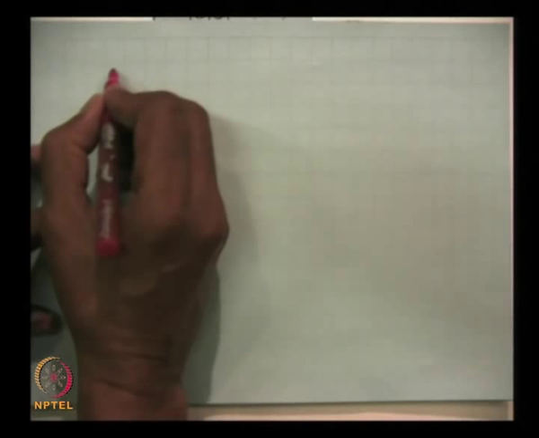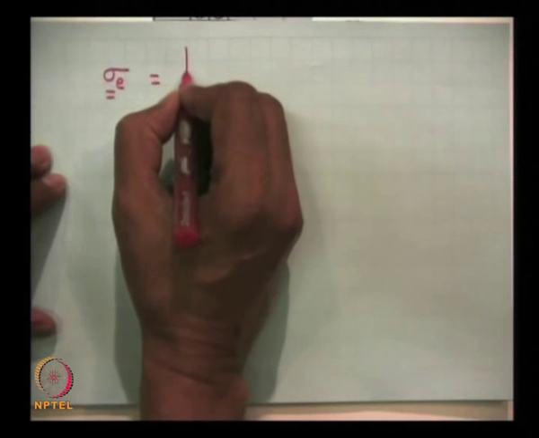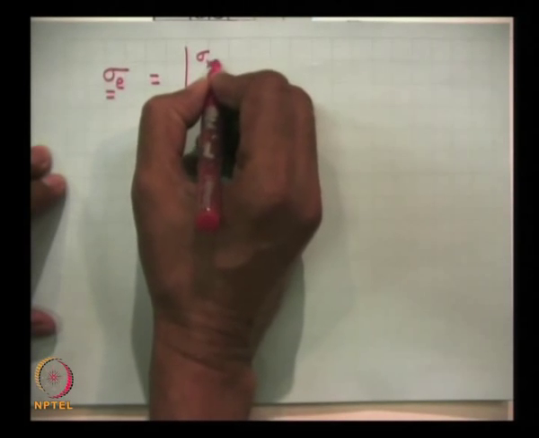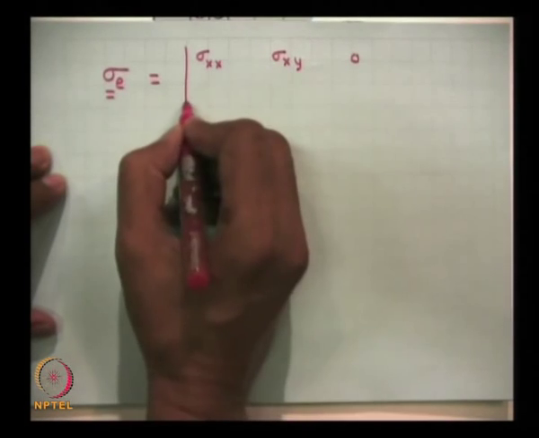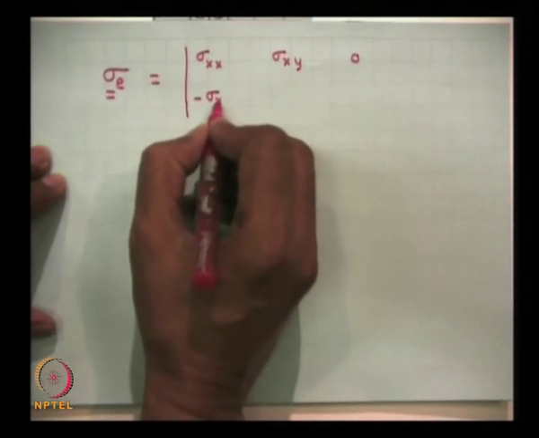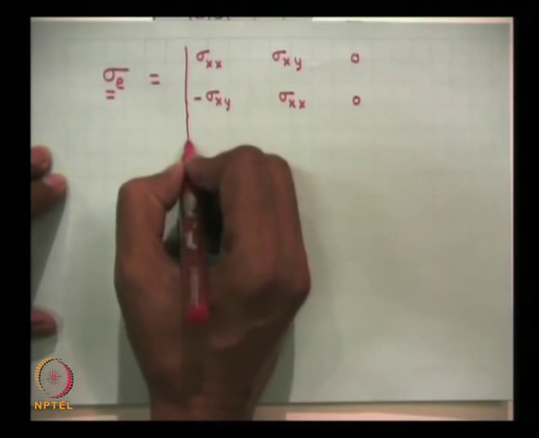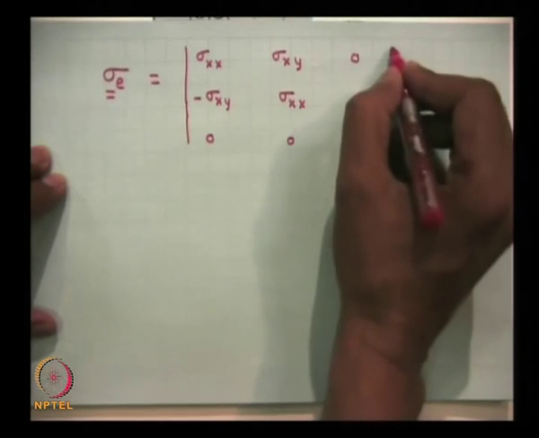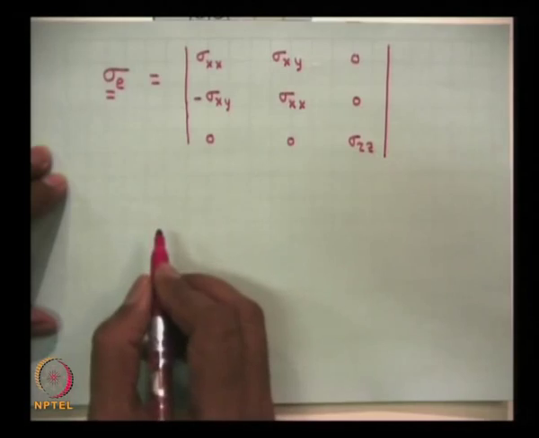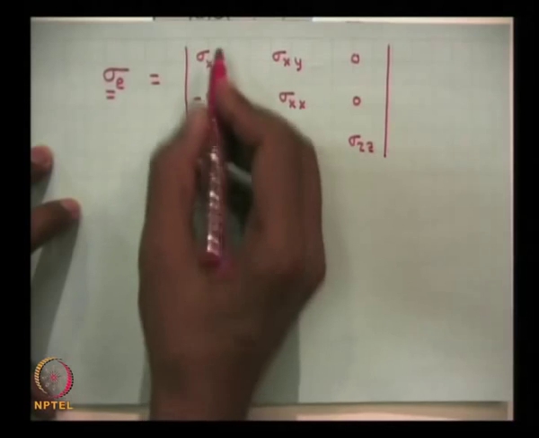Let me write down the conductivity tensor sigma for the electrons. It is equal to sigma xx, sigma xy, 0; minus sigma xy, sigma xx, 0; 0, 0, sigma zz. For the sake of brevity, I have not written the subscript E here, though it is implied, otherwise one should write an E also there.